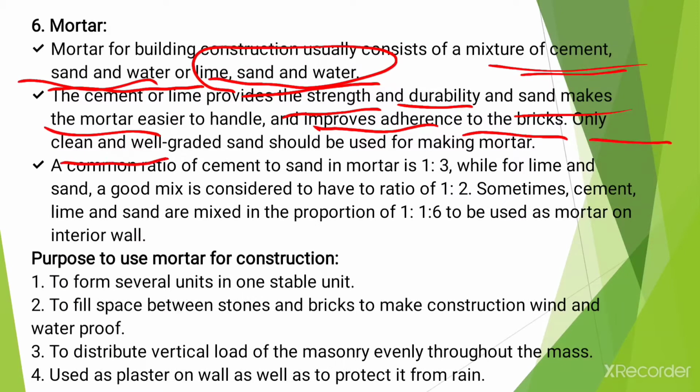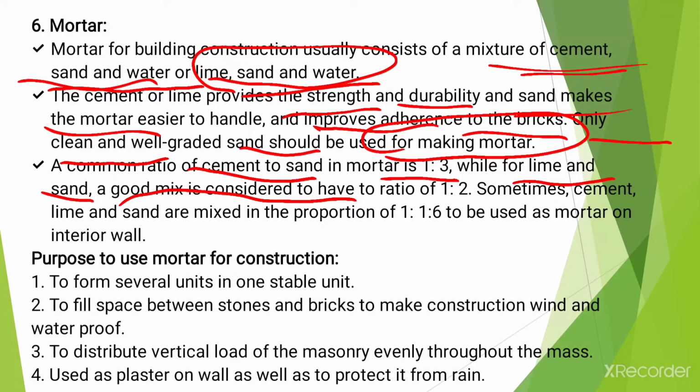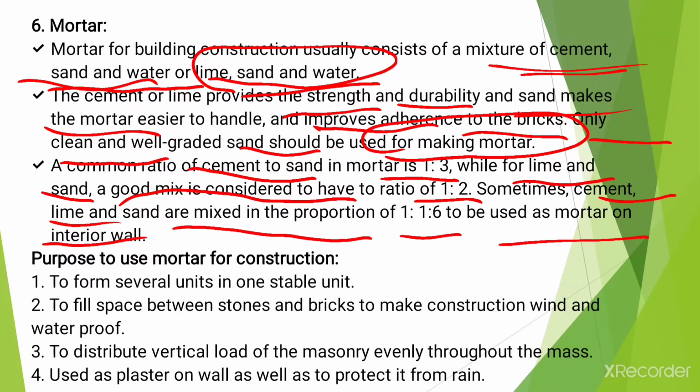Only clean and well graded sand should be selected for making the mortar. A common ratio of cement to sand in mortar is about 1:3, and for lime and sand a good mix is considered to have a ratio of about 1:2. Sometimes cement, lime and sand are mixed in a proportion of 1:6 to be used as a mortar on interior walls.